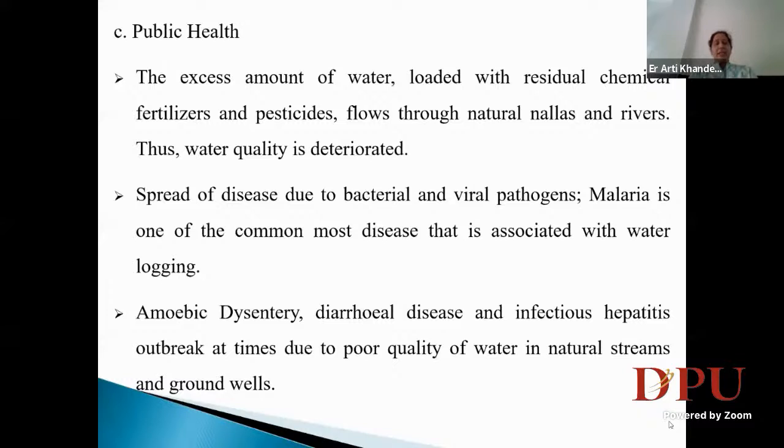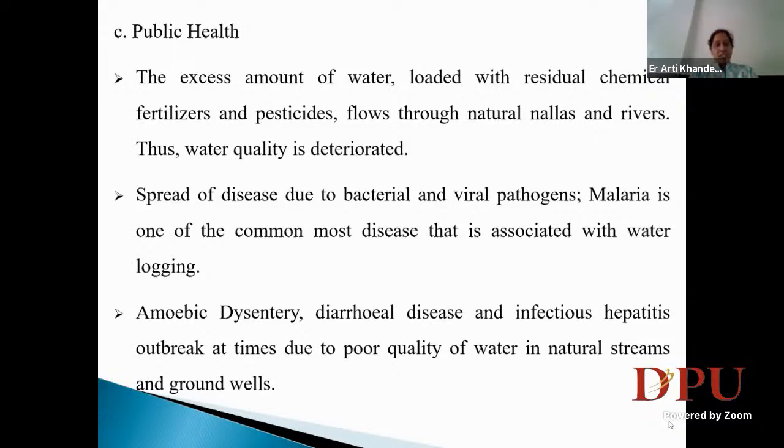Public health. What exactly is the impact on public health? Excess water loaded with residual chemical fertilizers and parasites flows through the natural nalas and rivers, and thus water quality deteriorates. Why does waterlogging happen? Because farmers don't have the knowledge about which crop requires water and what quantity of water, and with less knowledge they apply excess water to the crop. Another reason is excess rain in some areas of Maharashtra as well as in India. Excess chemical utilization is also one of the reasons. That is how the damage to the soil is happening.